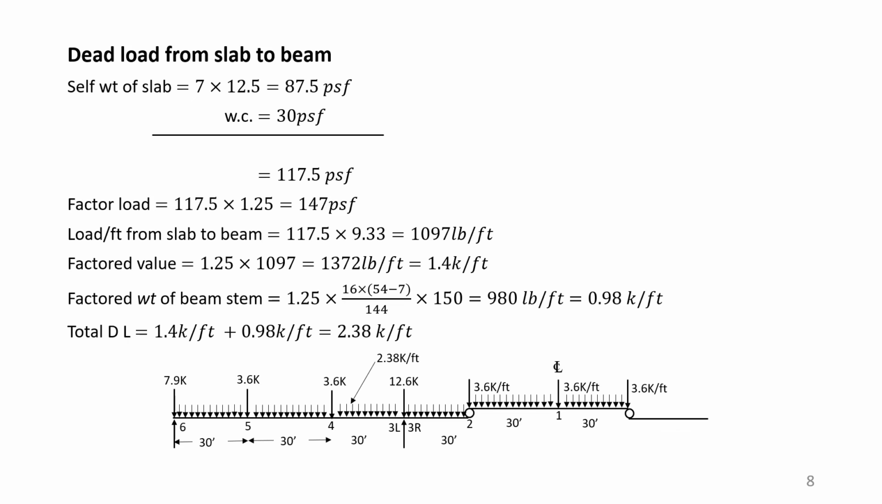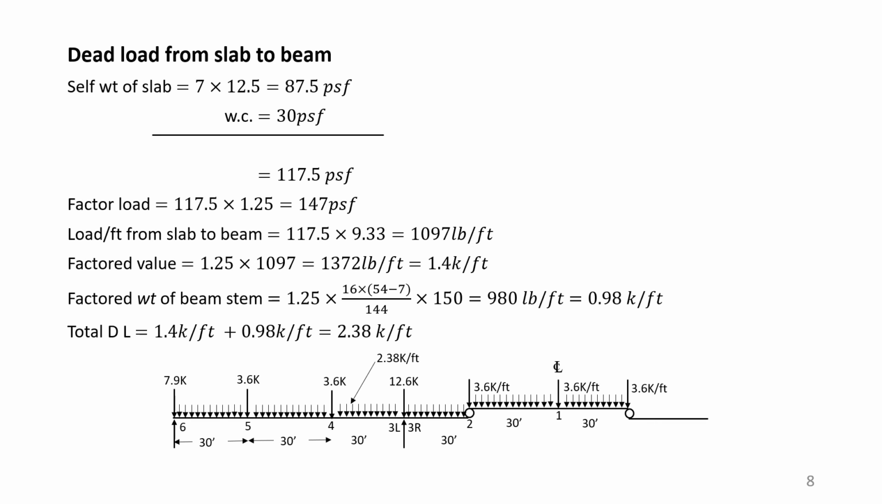Factored weight of beam stem. The factored load of beam stem is 1.25, the dead load factor for bridge design, 16 is the width of the beam, 54 is the total depth of the beam minus the slab thickness, divided by 144 and multiplied by 150, which gives us a value of 980, and that is equal to 0.98 kip per foot.